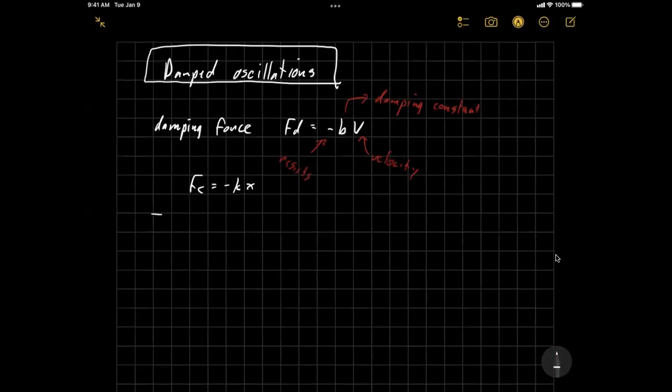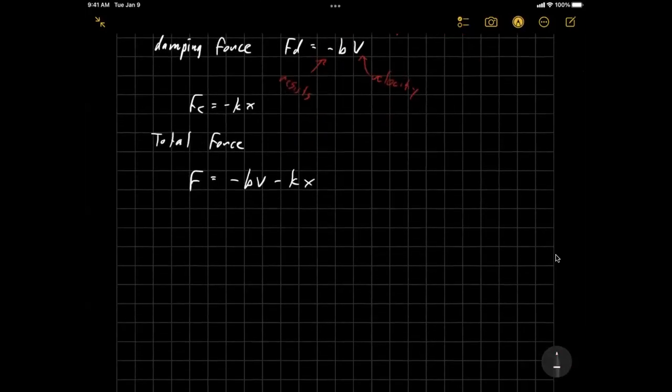So if we look at the total force, we get that F is now negative bv minus kx, right? And then we can easily just substitute ma using Newton's second law for F. And we have ma is negative bv minus kx. All right, and then if we bring it all over to one side, just to make things tidier, the math will be easier if we look at it this way.